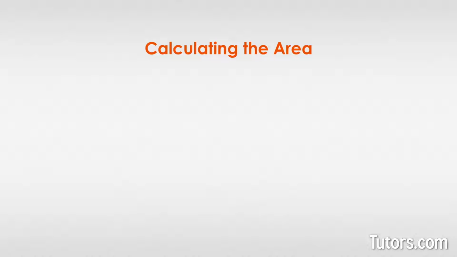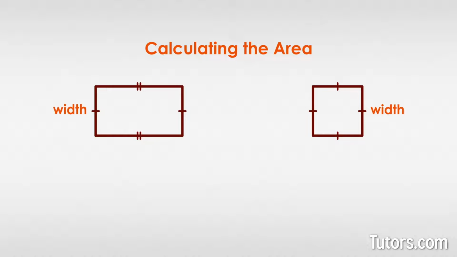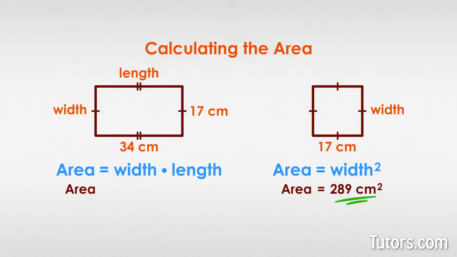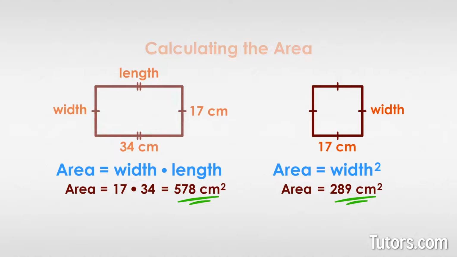Calculating area in square units for a square and rectangle is easy. Area equals width times length, which for a square can be width squared. If you have a square with sides 17 centimeters long, the area is 289 square centimeters. If you have a rectangle with two sides 17 centimeters and two sides 34 centimeters, the area is 17 times 34 equals 578 square centimeters.